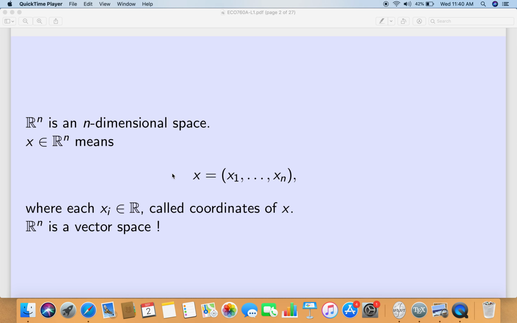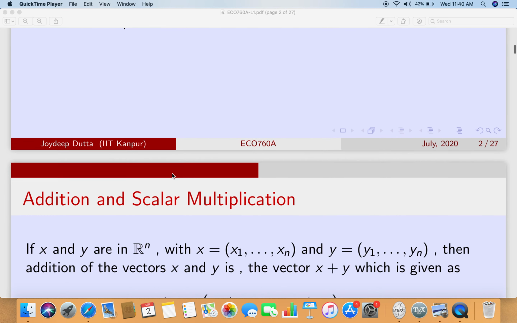What I want to say is that beyond R3, geometry is taken over by algebraic manipulations. So every vector x, any element of Rn, is called a vector. Every vector x in Rn is described by n real numbers, which we call an n-tuple. Each xi is called a coordinate.